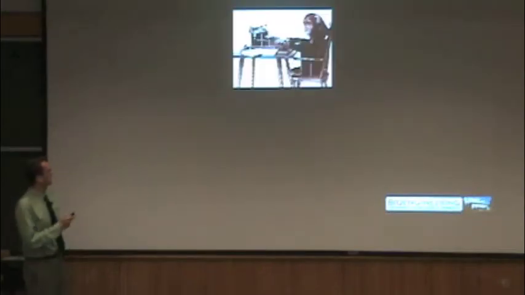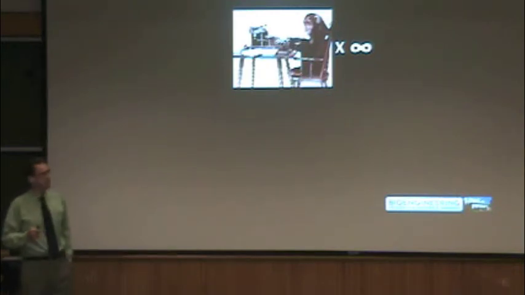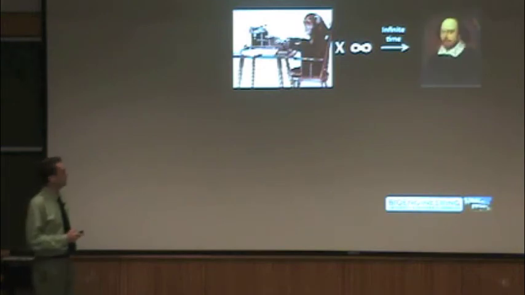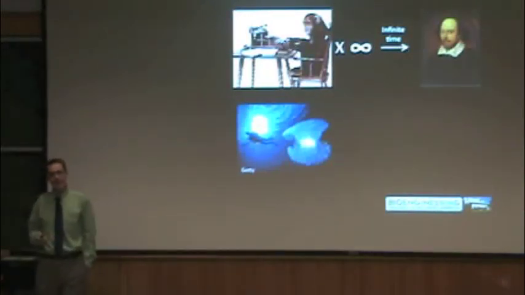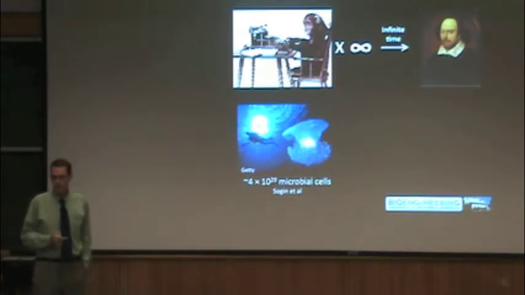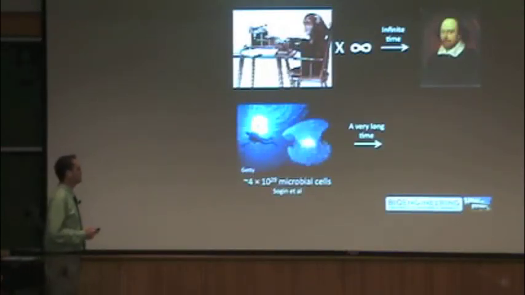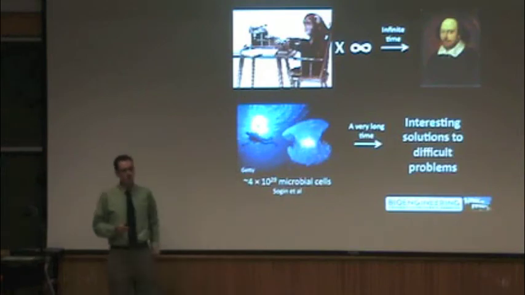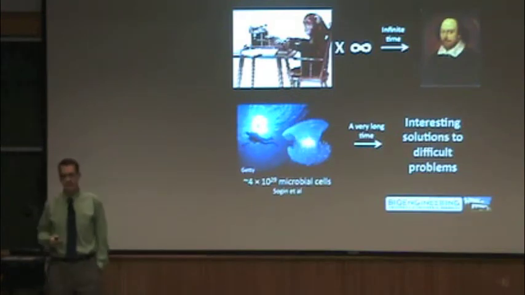Now, how do they do this? Well, let's think about an old yarn. If I have a monkey with a typewriter, and I multiply that by an infinity of monkeys with typewriters, and I give them infinite time, they will reproduce the works of William Shakespeare. If I take the oceans, which contain a ridiculous number of microorganisms, that's been estimated at 4 times 10 to the 29 microbial cells. 10 to the 29 is a mind-boggling number. I'm not yet quite sure I believe it. It is so high. And you give them billions of years, you're going to end up, via evolution, with interesting solutions to very difficult problems. So life has a lot of options contained within it.